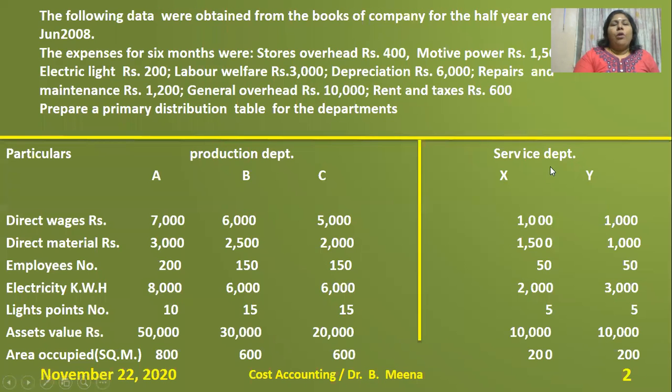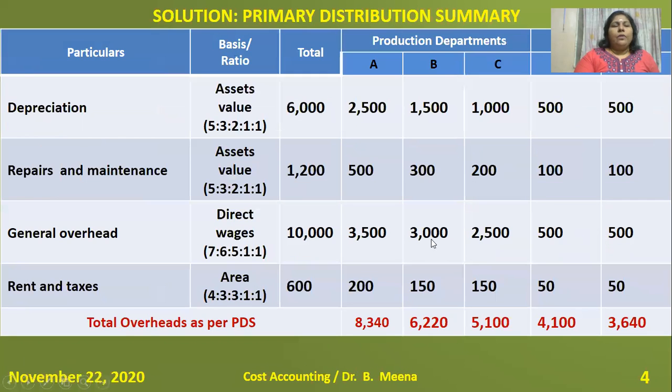Then I'll move on to the next expenses, general overheads. Stores overheads means materials. General overheads means I can take the basis wages. So wages basis means what is the final ratio? I can cancel all three zeros. So the remaining is 7, 6, 5, 1, 1. So that's what I posted here. Direct wages is the basis. This is the ratio. So 10,000: 7 plus 6 is 13, 13 plus 5 is 18, 19, 20. 7 by 20, 6 by 20, 5 by 20, 1 by 20, 1 by 20 out of 10,000. So I'll get these amounts.